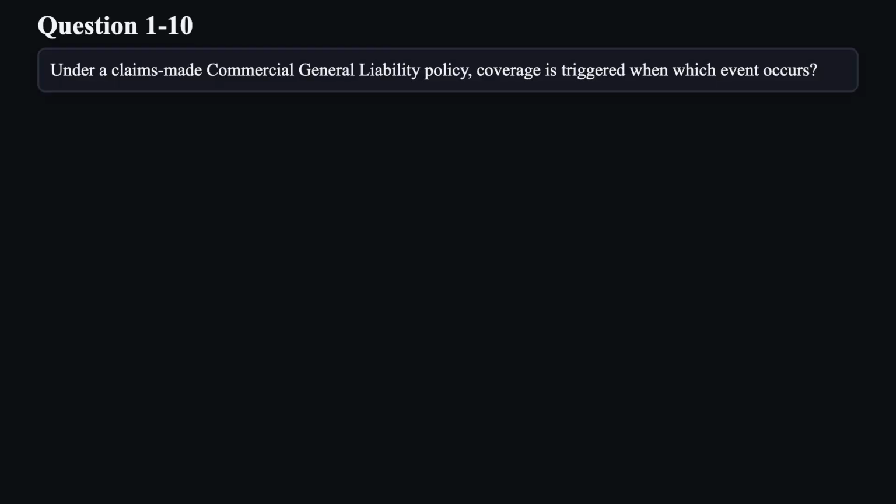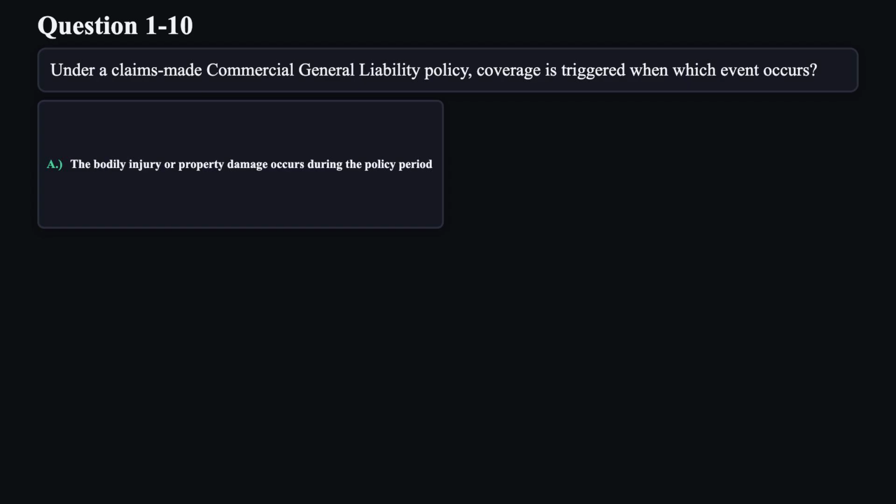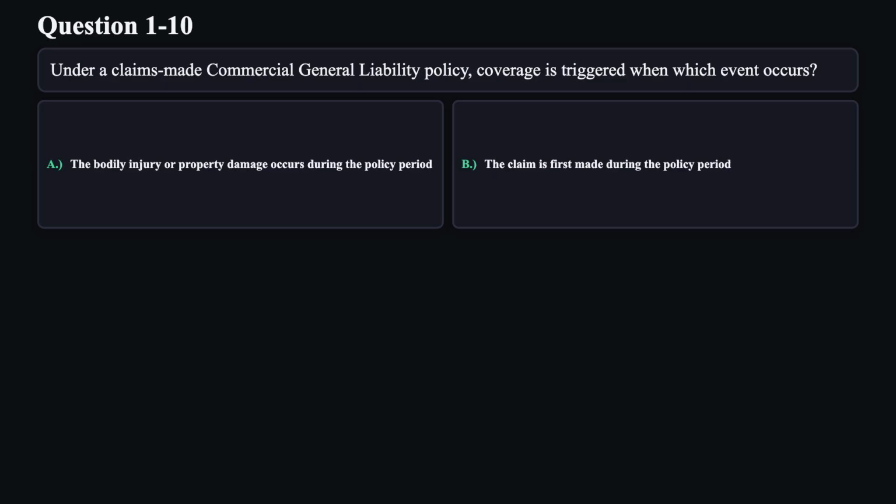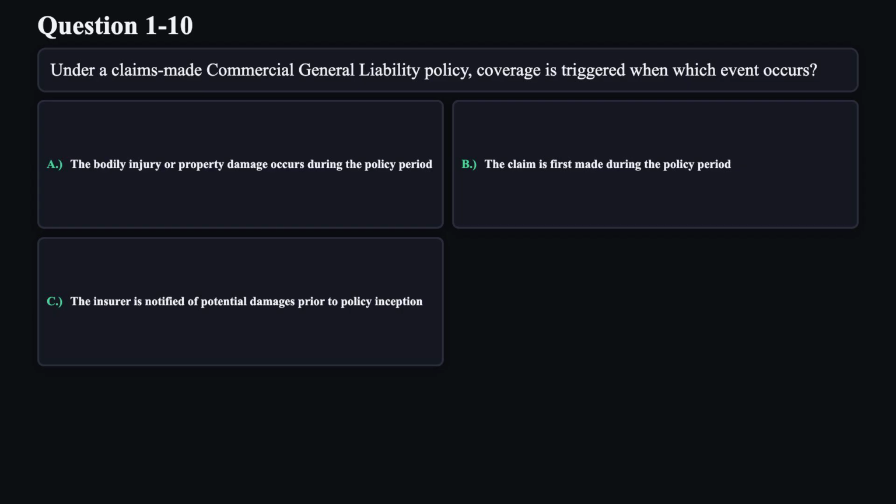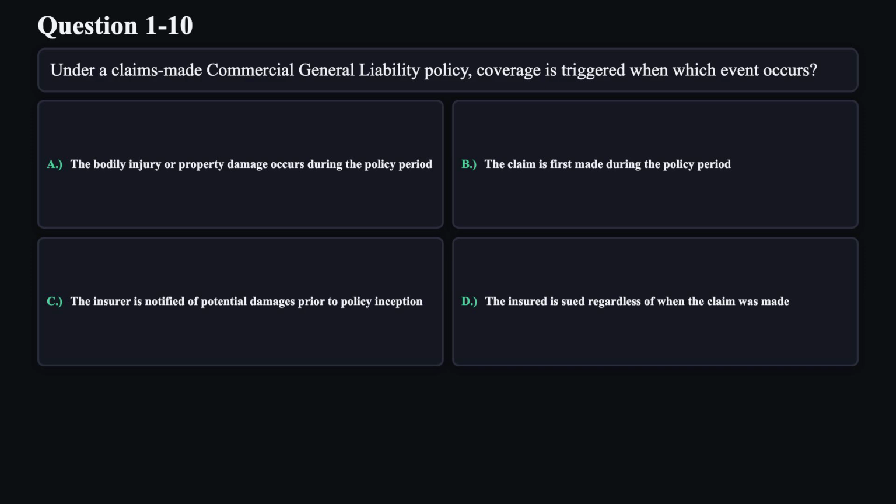Question 10. Under a claims-made commercial general liability policy, coverage is triggered when which event occurs? A. The bodily injury or property damage occurs during the policy period. B. The claim is first made during the policy period. C. The insurer is notified of potential damages prior to policy inception. D. The insured is sued regardless of when the claim was made.